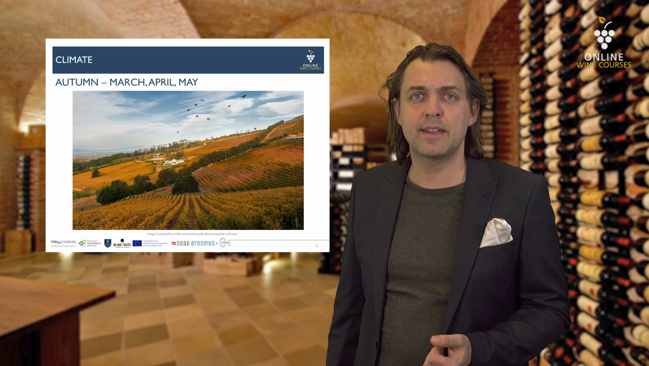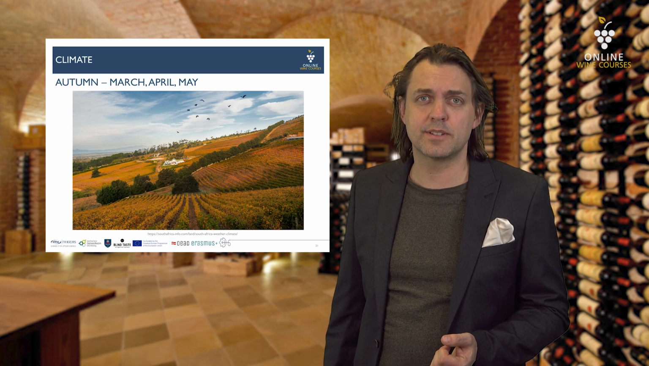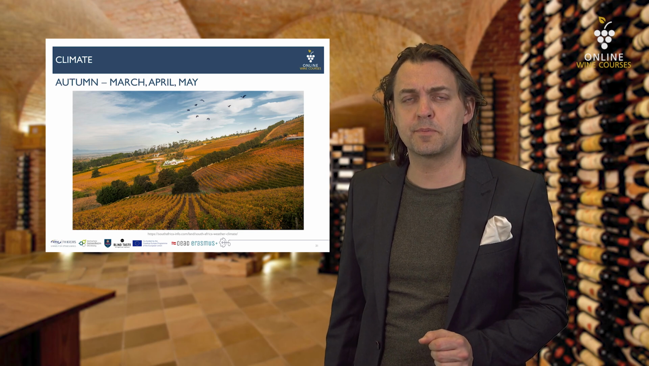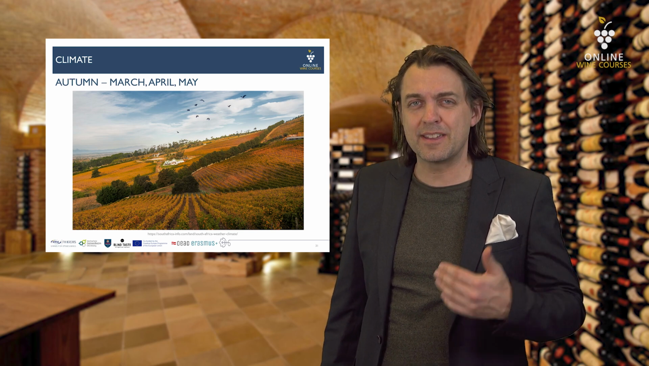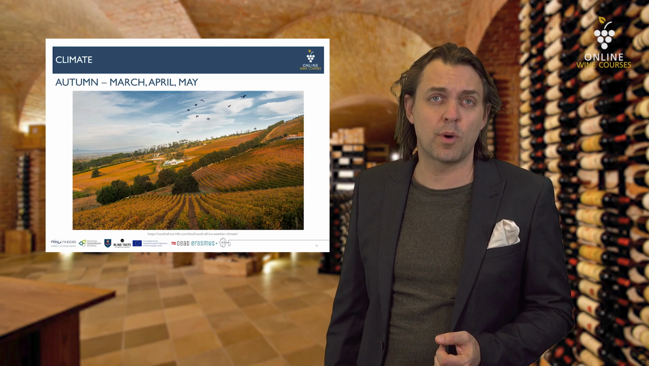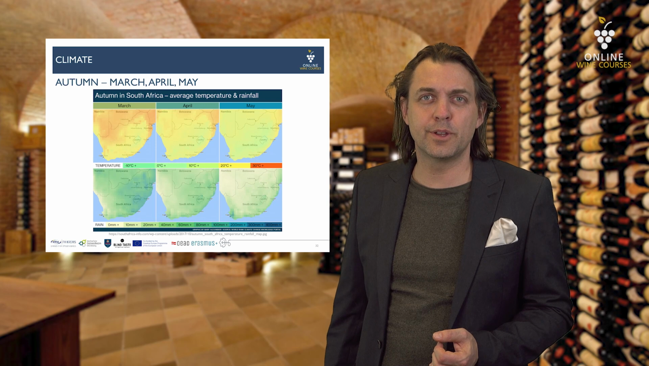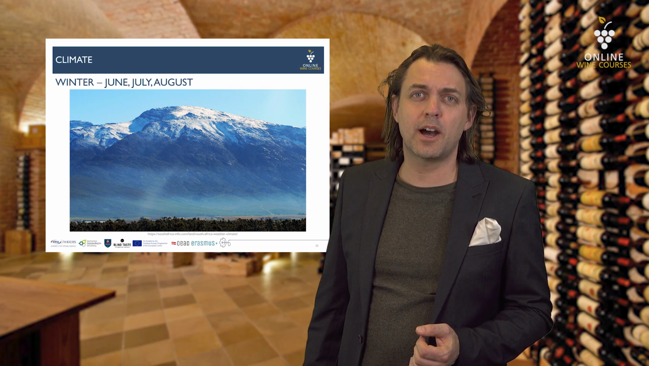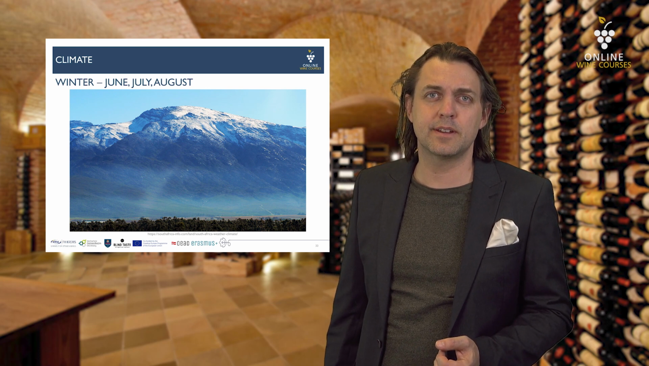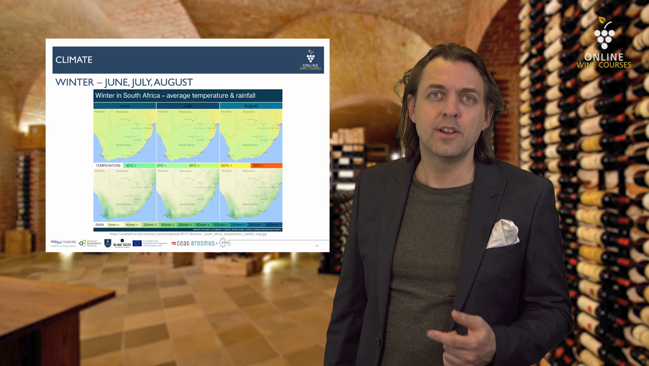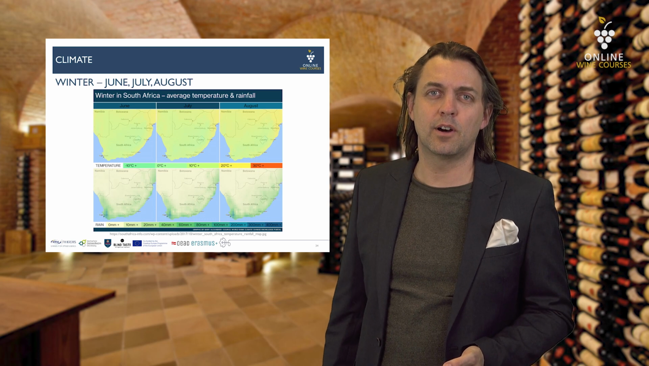March, April, May is essentially when most of the harvest is done in South Africa, but a lot of the cooler regions will still have some grapes being picked into April as well, giving that longer growing season and an excellent varietal expression of the wines. And again, an overview of the temperatures and rainfall data. Winter, and it does snow in South Africa, certainly on the higher parts of the peaks on the mountains here. So their winter is June, July and August, which then completes the full circle of the year.